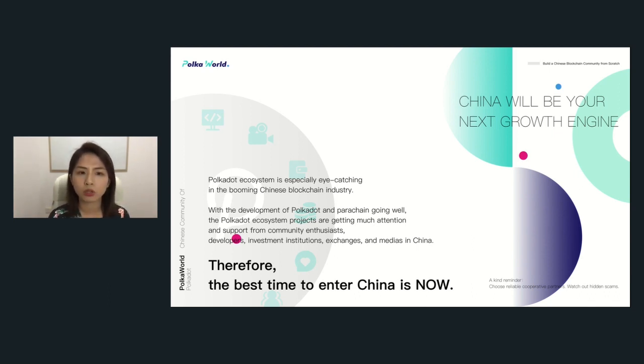And also, it's a good time to enter China now, because the Polkadot ecosystem is very eye-catching in the Chinese blockchain industry. So the Polkadot ecosystem projects are getting a lot of attention and support, from the community side and also the developers, the investment institutions, exchanges, and media. They're all putting their eyes on the Polkadot ecosystem. And that's why I think the best time to enter China is now.